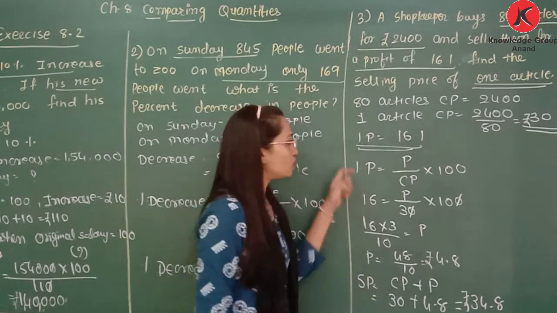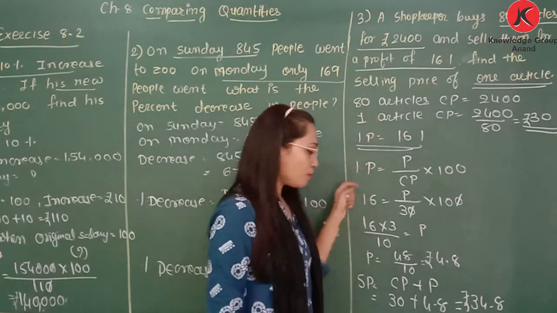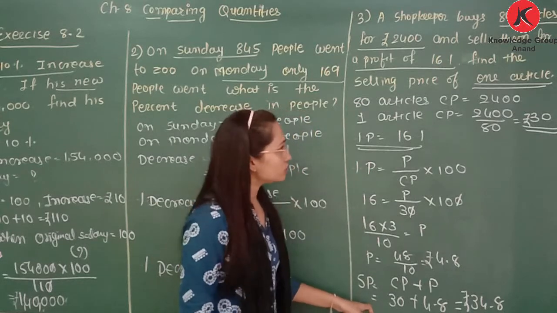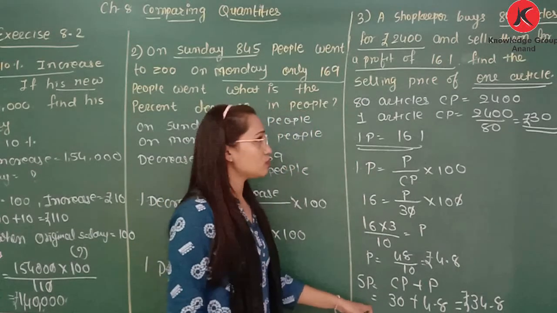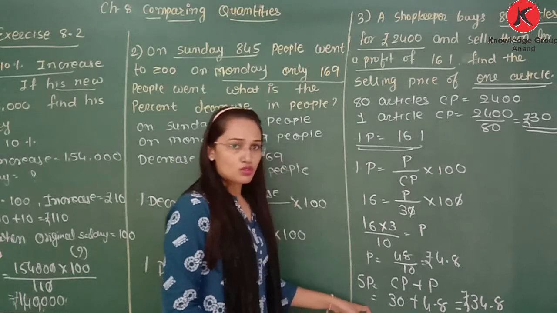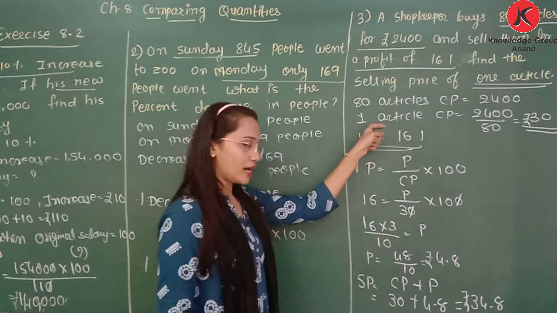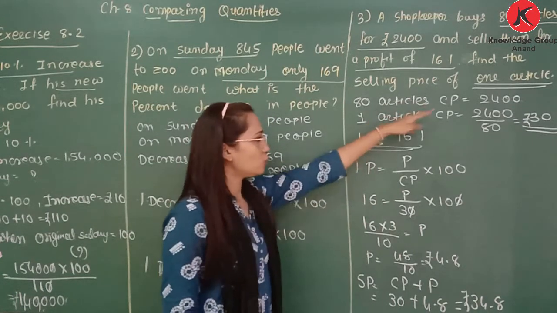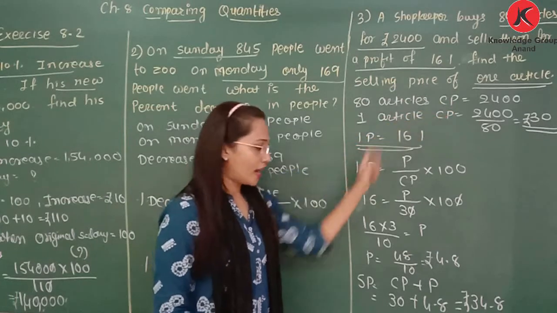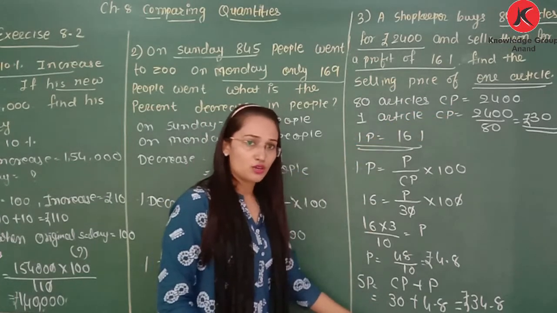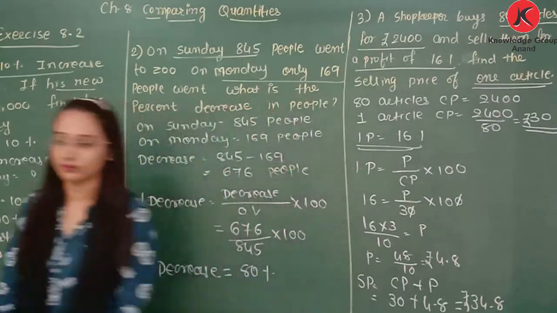If here you calculate the selling price of 80 articles and divide it by 80, then it is also correct. Instead of finding the CP of one article here, you can continue with 2400 and after that divide whatever answer you get by 80.